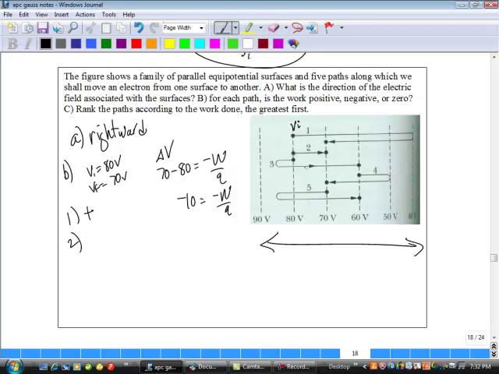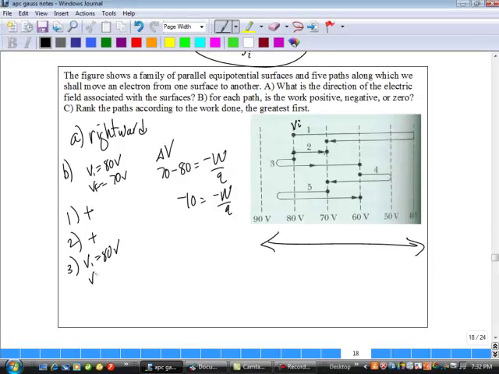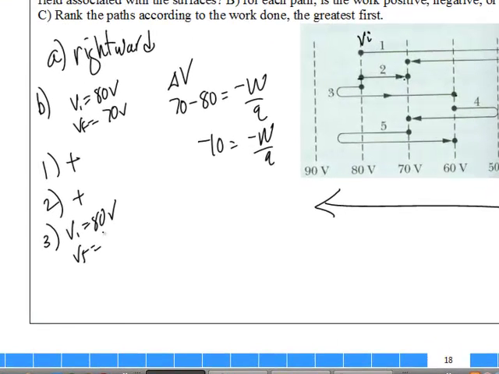Path number 2, 80 to 70 again. This is going to be the exact same value as before because we don't care about the path. We just care about our initial and our final states. Path number 3, my initial voltage is 80 volts. My final ends up being here at 60. Final minus initial.